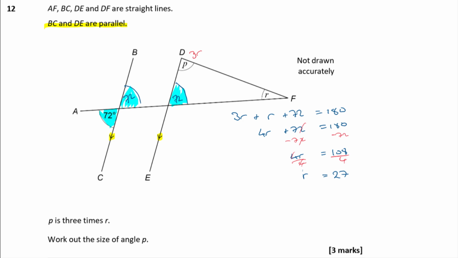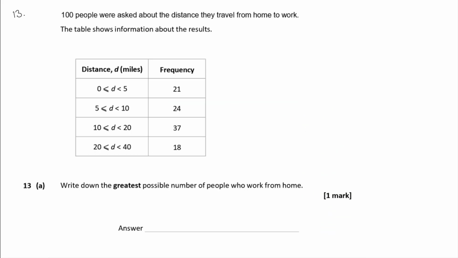Okay, now remember, R was not what we wanted to find. We wanted to find P. I found R, but I do know that P is equal to 3R. So I know that P is going to have to be 3 lots of 27 now. So what's 3 lots of 27? 60 and 21, that's going to be 81, isn't it? So P is 81.